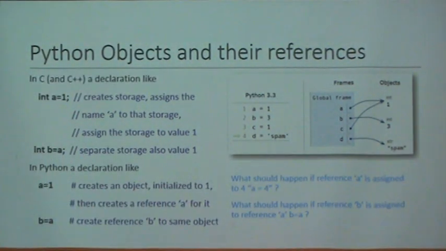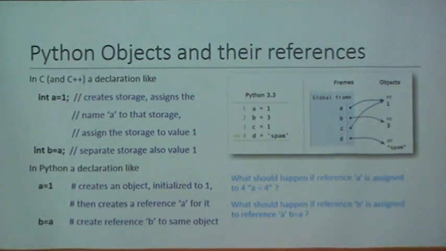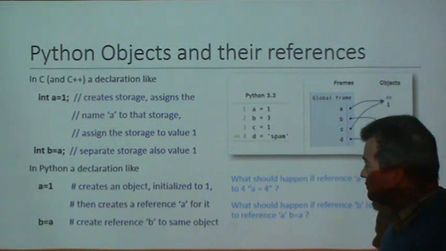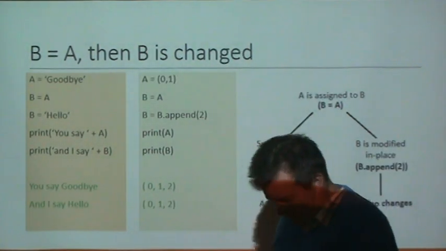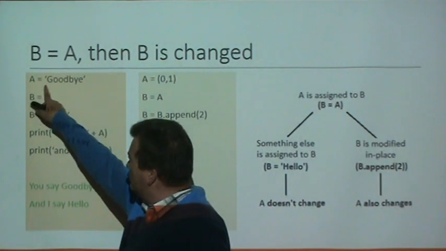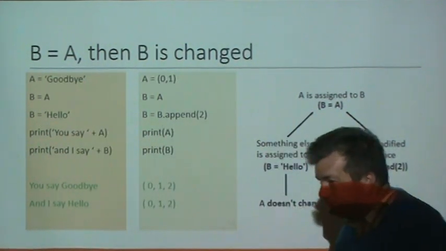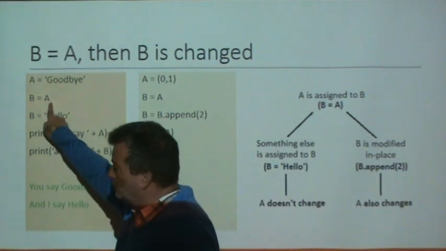Okay, so this is what's going on behind the scenes, and sometimes you have to know that this is happening because it could screw you up. Okay, so a couple of other examples we could look at. Suppose we have a variable A, which is equal to the string goodbye. And then we have B is equal to A.